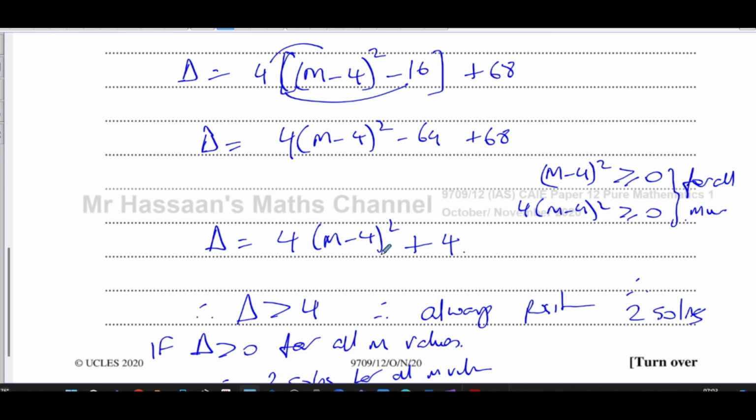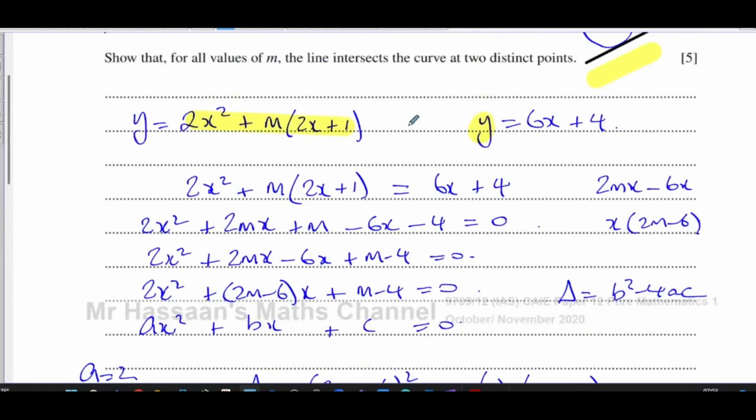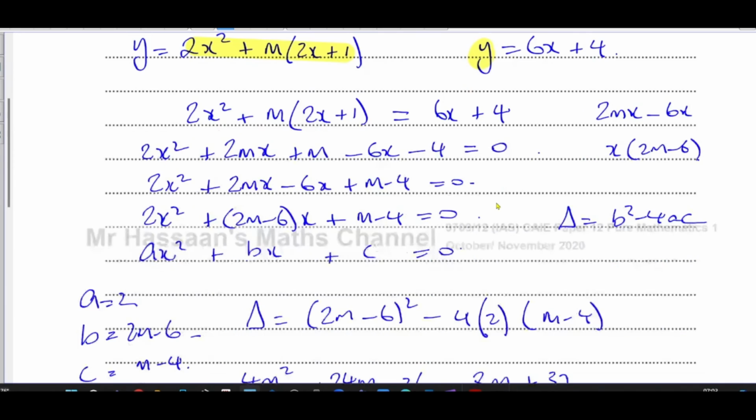The lowest this gets to is going to be plus 4. That's the lowest value this can ever have. The discriminant will never be lower than 4. That means it's always positive, which means there are 2 solutions, which means there are 2 intersections, because this equation was formed by the intersection between these two by substituting them into each other.